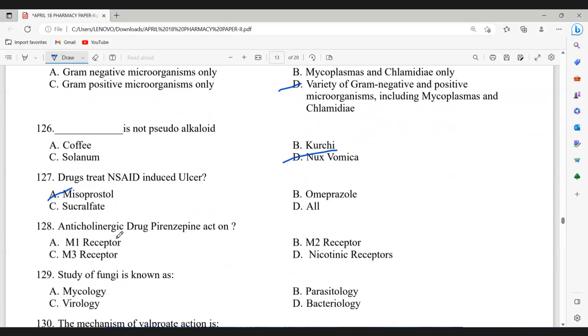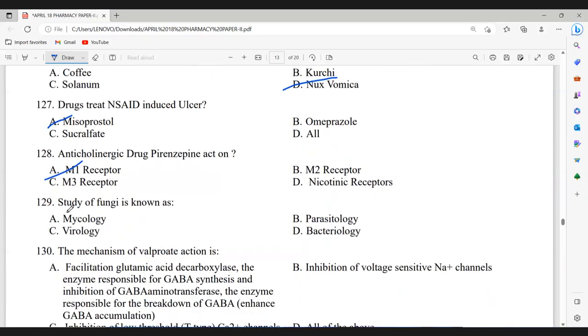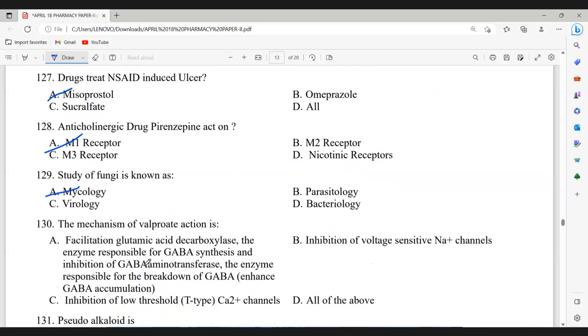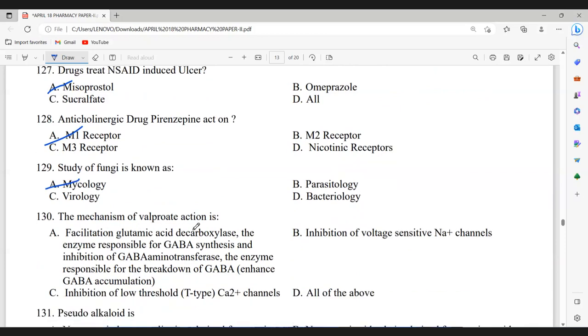Misoprostol. And 128, anticholinergic drug pirenzepine acts on the M1 receptor. Then 129, the study of fungi is known as mycology. Then 130, the mechanism of action of valproate. Even this is also a direct question. It facilitates glutamic acid decarboxylase inhibition.